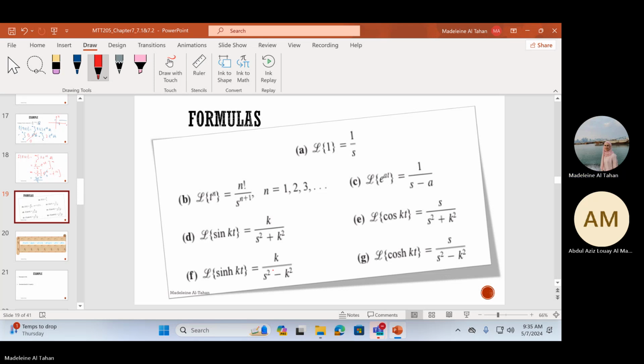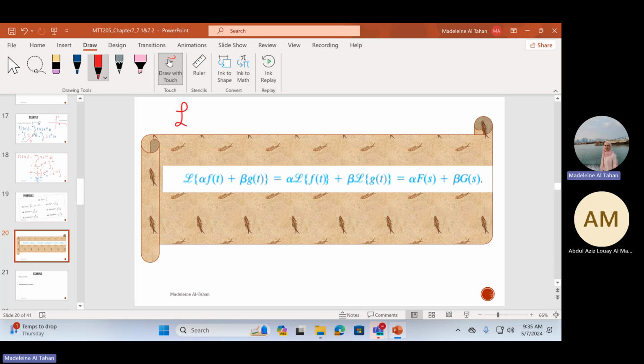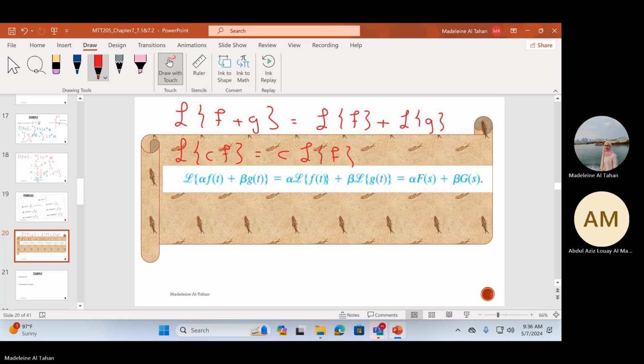Do we have a question? So Laplace of f plus g is the same as Laplace of f plus Laplace of g. And if we have Laplace of a constant times f, this constant we put outside. Again, these properties are inherited from the integrals because the Laplace transform is an integral transform. Do we have any questions?